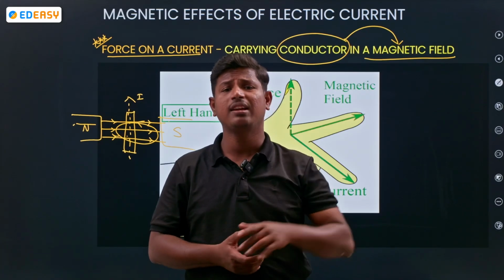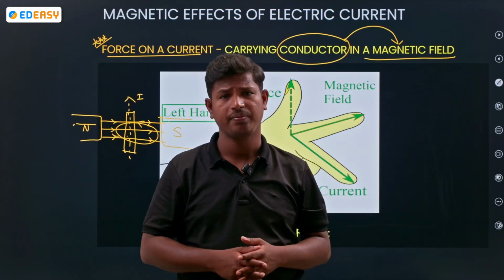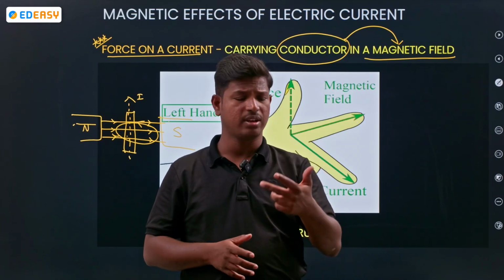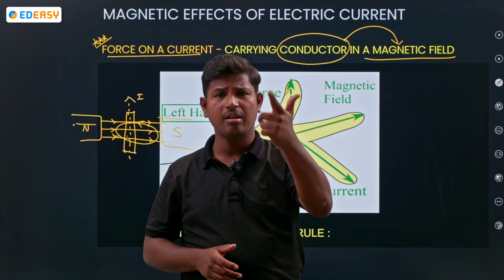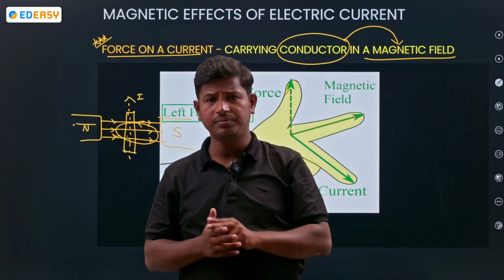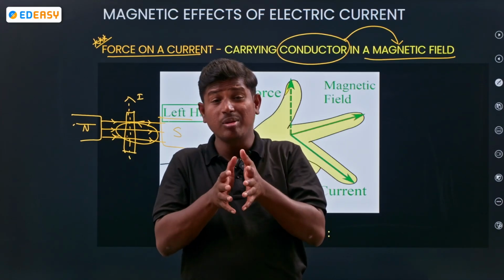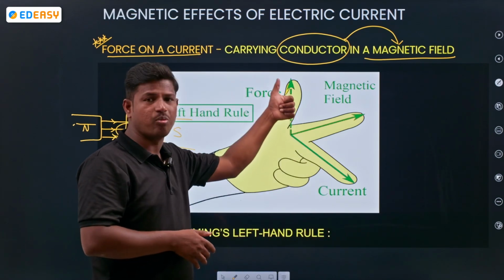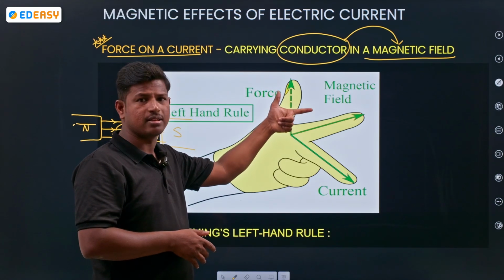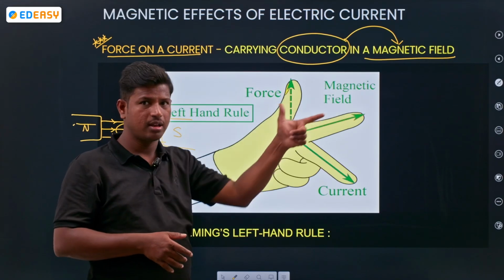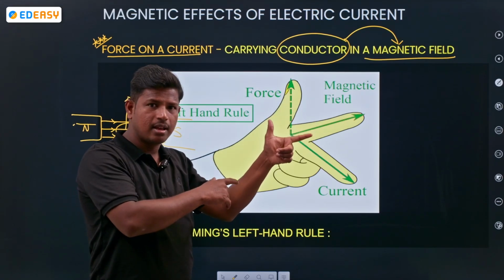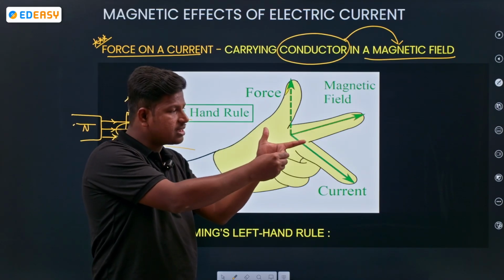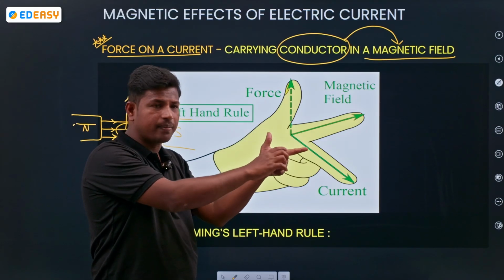So that's why we follow the left hand rule. In the left hand you take three fingers: thumb, forefinger and middle finger. Place them as per the diagram. The thumb is upward, the forefinger is like this, and the middle finger is exactly perpendicular to the forefinger.